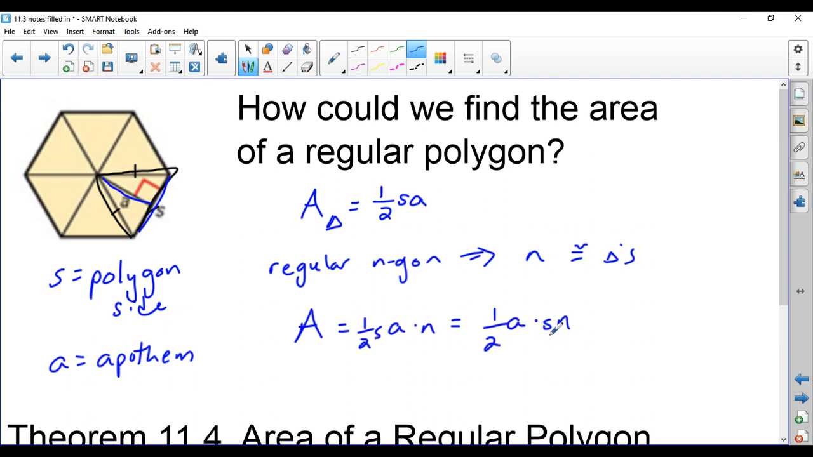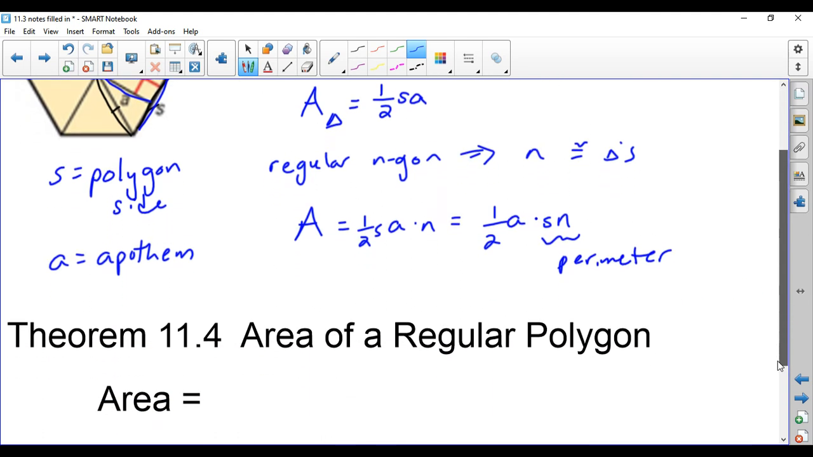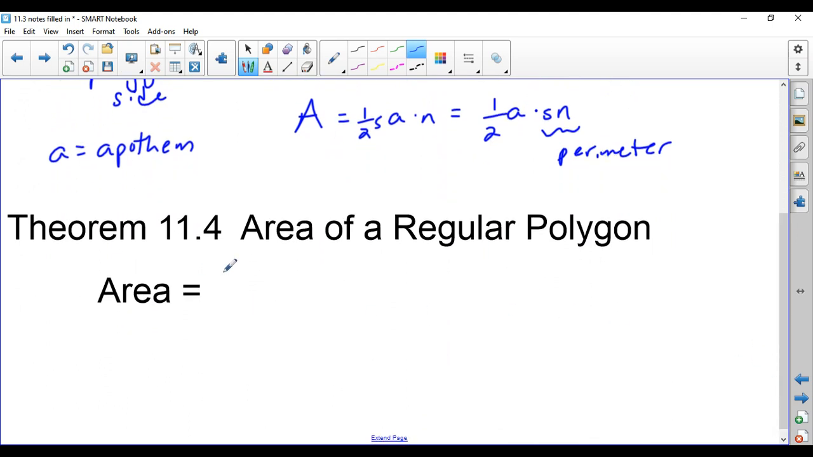S times n, that's the length of each side times the number of sides. S times n is perimeter. So there's a formula for area of a regular polygon. The area of a regular polygon is 1/2 the apothem times the perimeter of the polygon. And again, this only works for regular polygons.